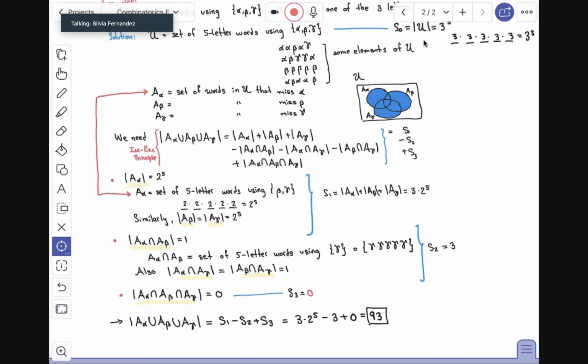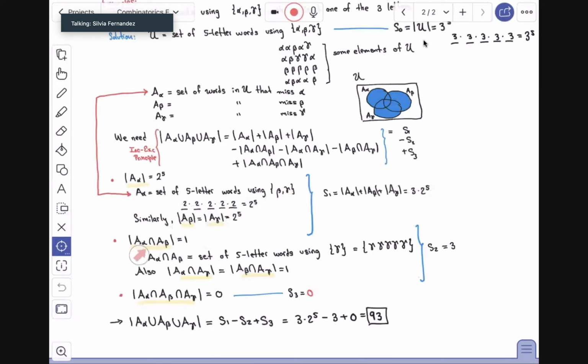5-letter words, with 2 possibilities for each spot. That's the 2 to the 5th. I could have done the same for A beta or A gamma, because instead of beta and gamma I'm just going to have different symbols, but it's still 2 symbols. So each one of those is 2 to the 5th. That's what I get here, three of those.